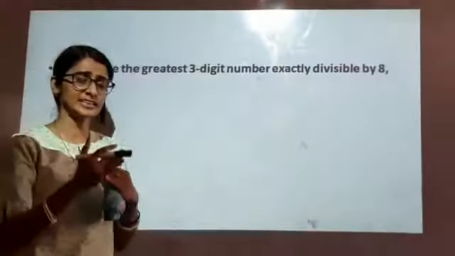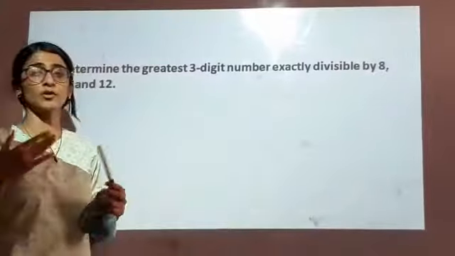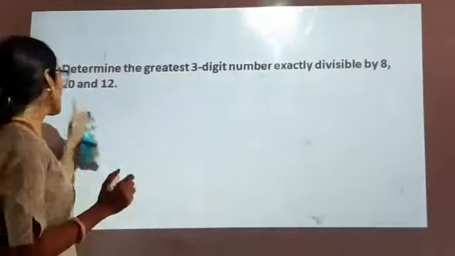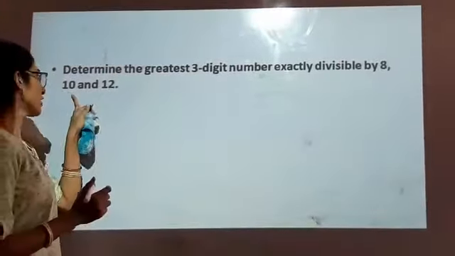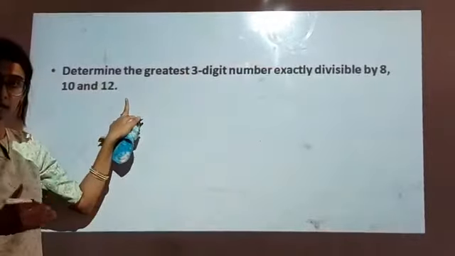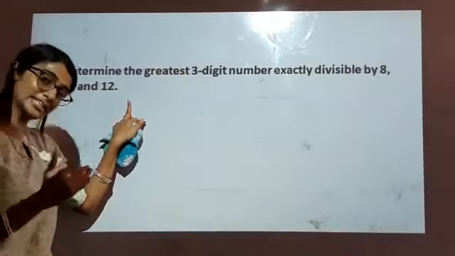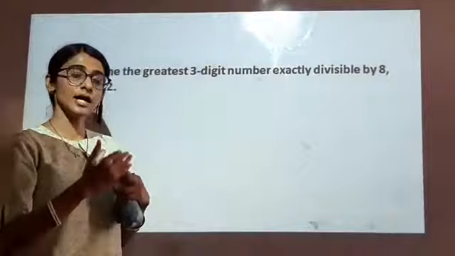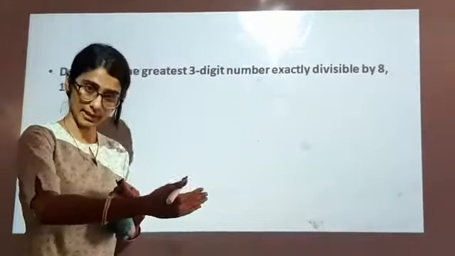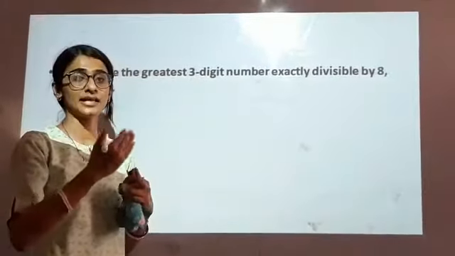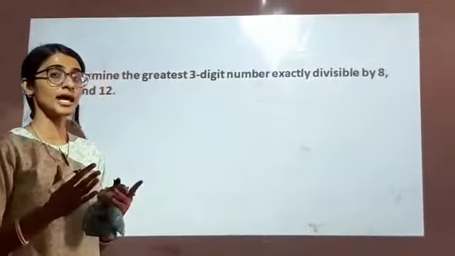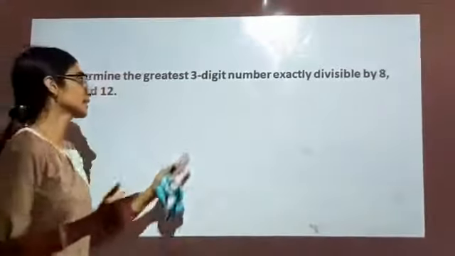Determine the greatest 3-digit, smallest 2-digit. This type of question, what I told you: you have to find the LCM of this, that is, the LCM of 8, 10 and 12. That will be your LCM, and then you have to find the multiples of that LCM. So you have to continuously multiply that number with another number to get the greatest 3-digit number.